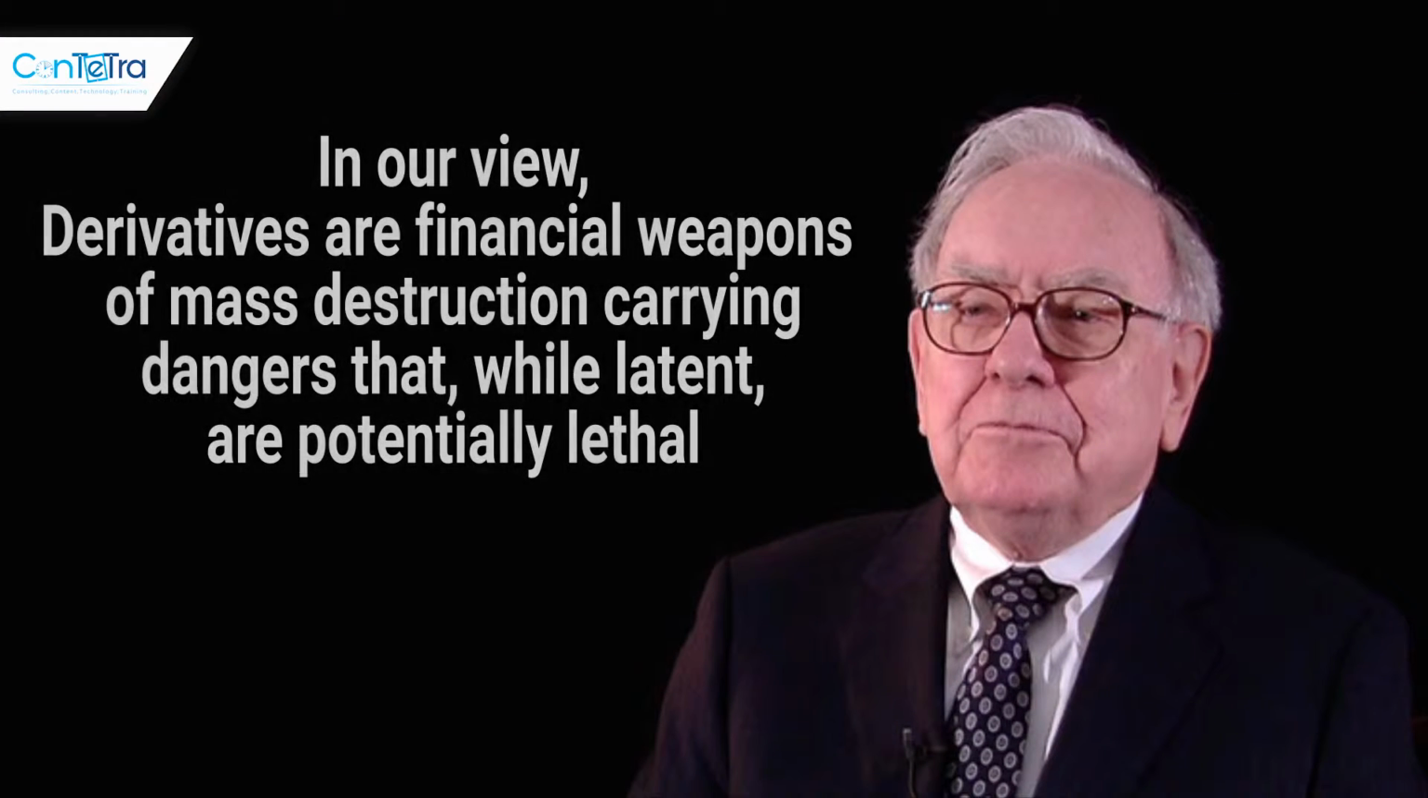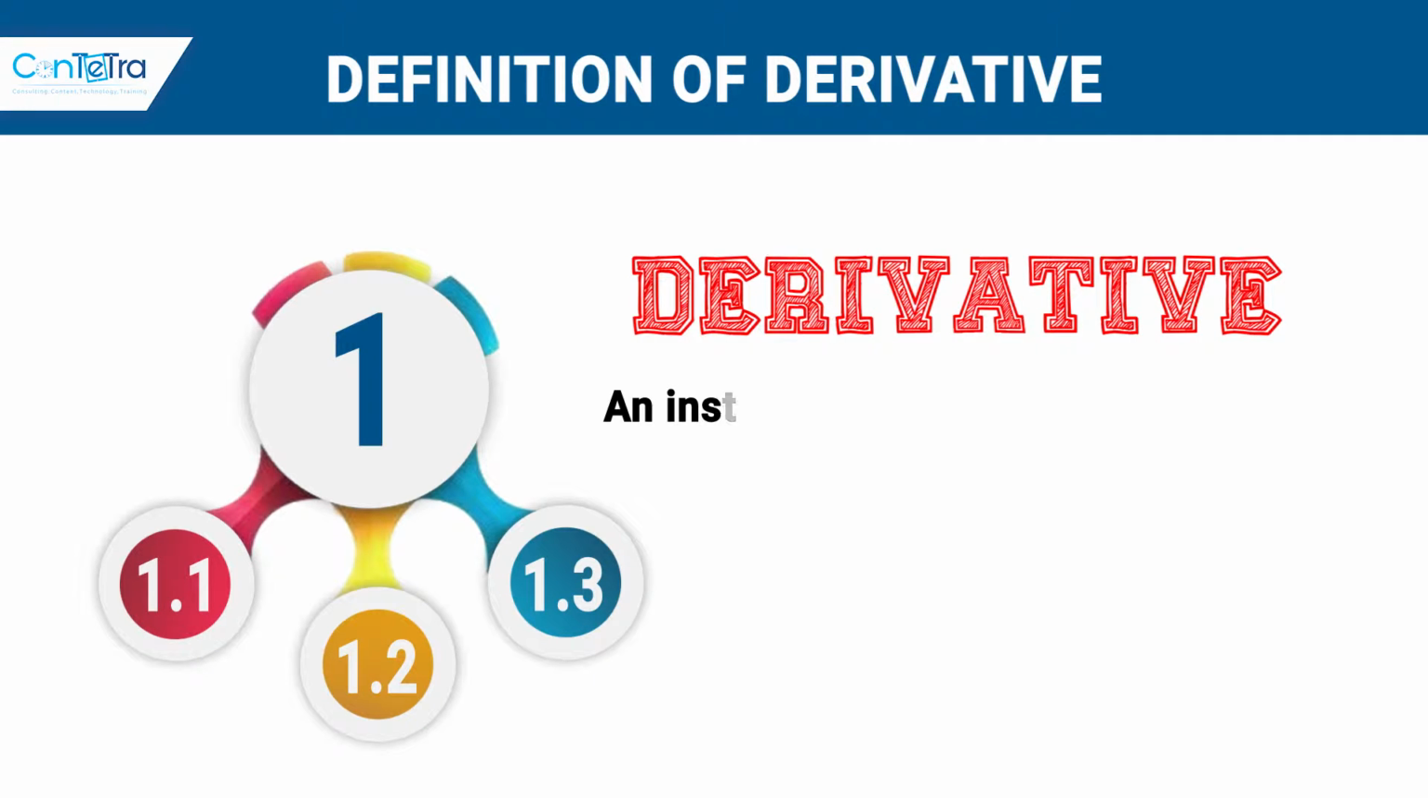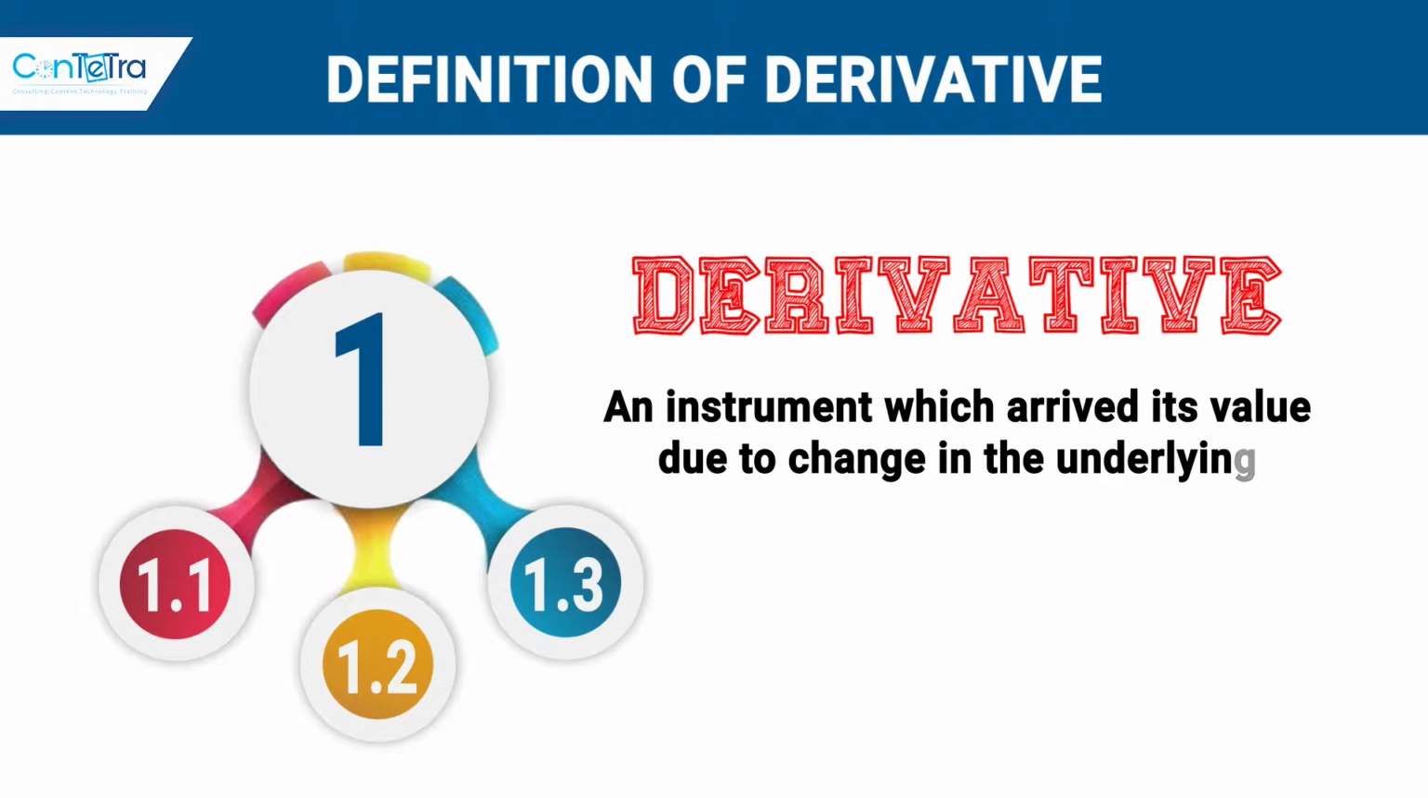Of course, Warren Buffett calls derivatives weapons of mass destruction. So what's a derivative? How does it work? If we go to the technical definition, a derivative is an instrument which derives its value from a change in the underlying value of its asset. The technical definition is too difficult to understand.